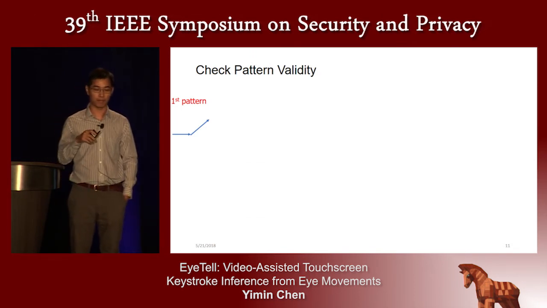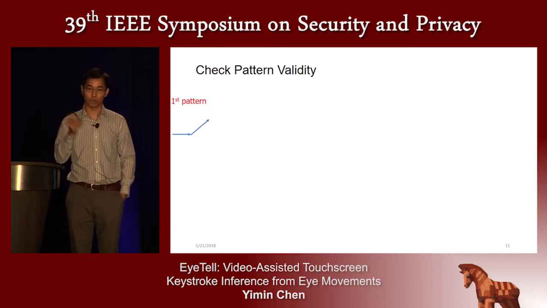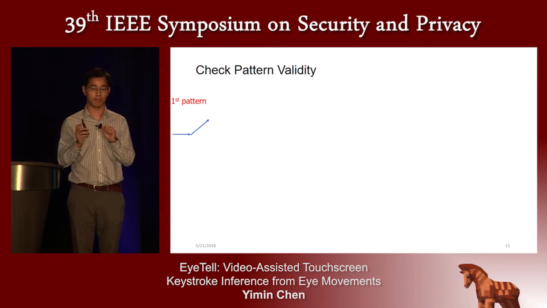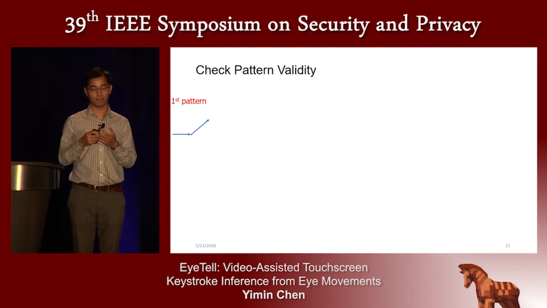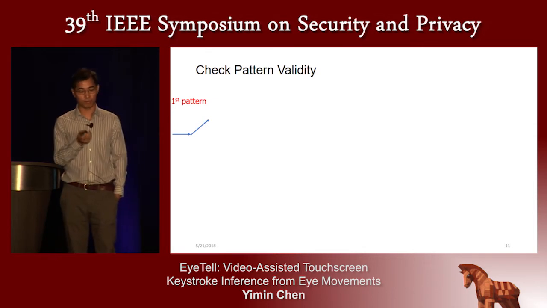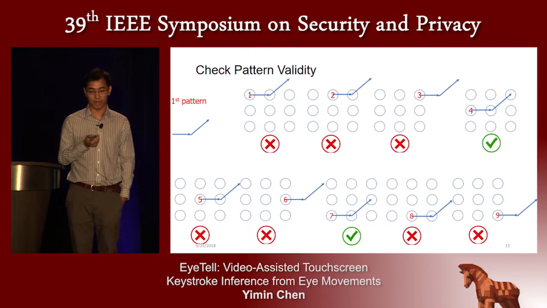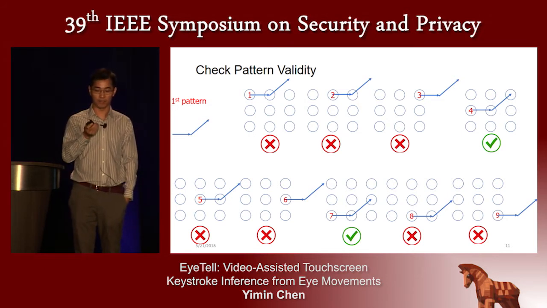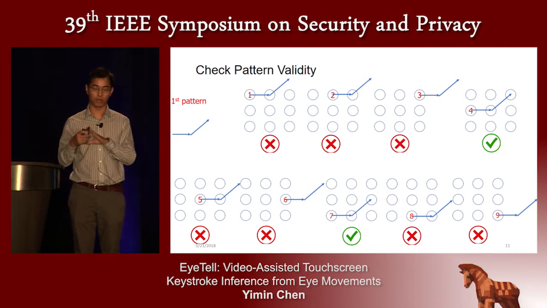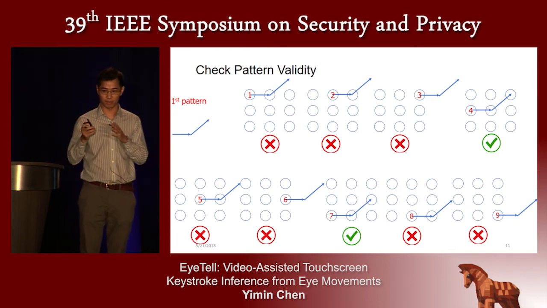After we generate the patterns, we also need to check their validity. Recall that there are 9 points in the layout of the pattern lock keyboard, so the patterns can start from an arbitrary one. We still take pattern 1 from the previous slide as the example, and we can see that not all the starting points are valid. Only, for example, the 4th and 7th points are valid because the whole pattern will be inside the keyboard.